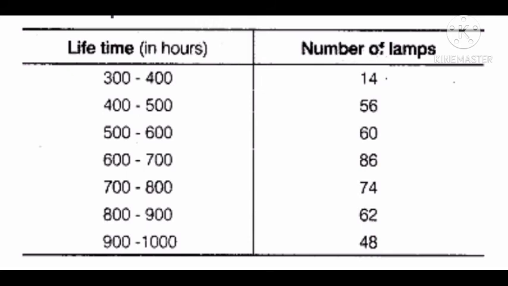You can see that the classes are 300 to 400, 400 to 500, 500 to 600 and so on. Here the upper limit of the first class interval, 300 to 400, is 400. The same upper limit 400 is the lower limit of the next class, isn't it? In the class 400 to 500, the upper limit is 500, so the next class starts with 500.